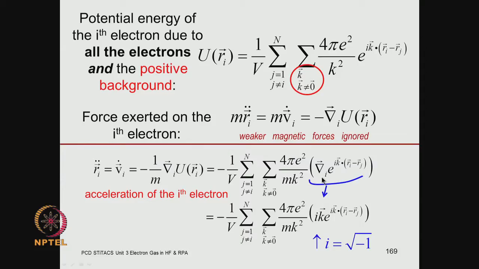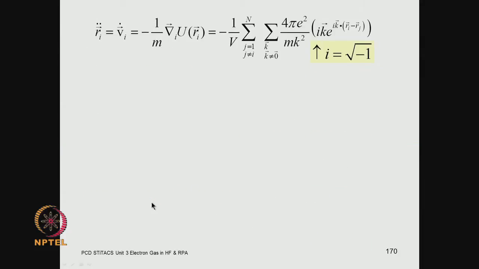So now we have to take the gradient. What is this gradient? The gradient of this term with respect to the ith coordinate is ik, right? And then you have got an exponential function. This i of course is the square root of minus 1, and this r_i, which is the subscript on the position vector, is referring our discussion to a particular ith electron. So I am using the symbol i for two things. One is the index of the electron, and the other of course is the square root of minus 1. So this is our result for the acceleration of the ith electron, which I write at the top of this slide now.